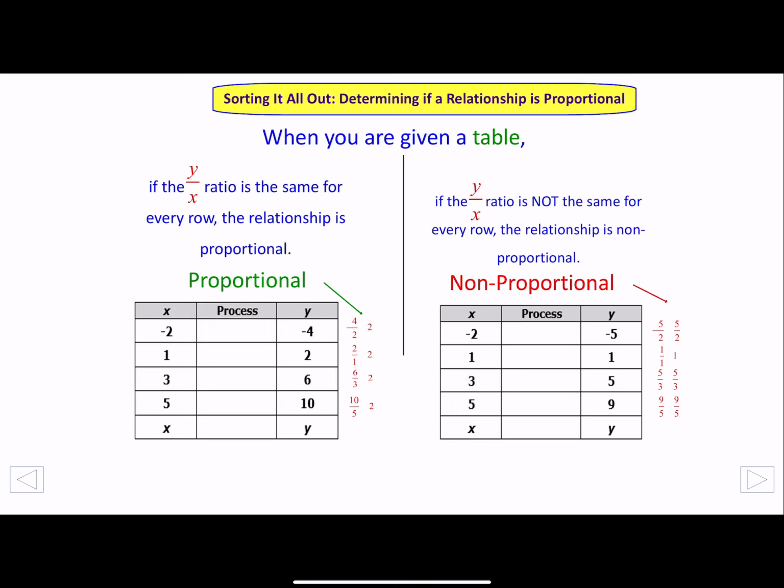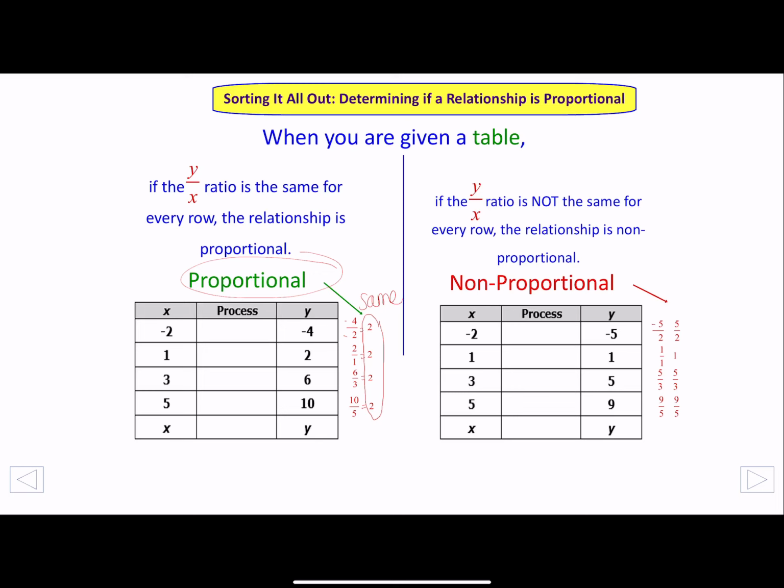When you're given a table, you want to find the ratios of y over x first, okay? So for example, y is -4 and x is -2. If you divide -4 by -2, it will simplify to 2. 2 divided by 1, 6 divided by 3, and 10 divided by 5 are all going to give you the same number when they're simplified, okay? So they're going to be the same value. That means that your table is a proportional relationship, okay?